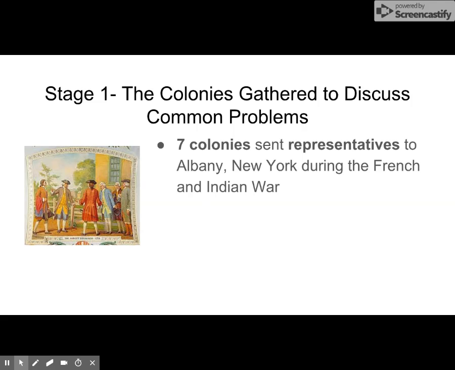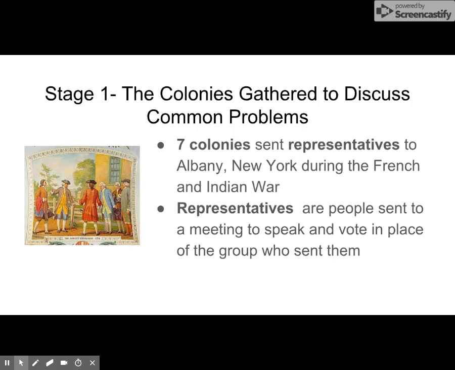At the time, most British colonists still were friendly with Britain, and they were upset that Britain was not winning the war with the French. The war was not going well for the British. 7 colonies sent representatives to Albany, New York, to meet and discuss the situation. Representatives are people sent to a meeting to speak and vote in place of a group who sent them. That meeting was known as the Albany Congress.